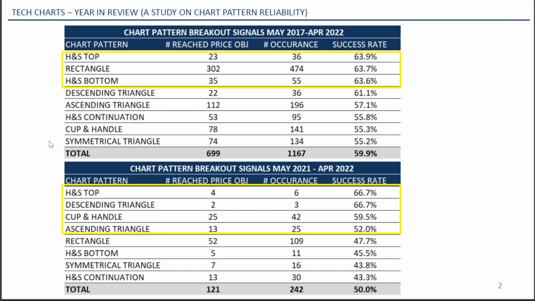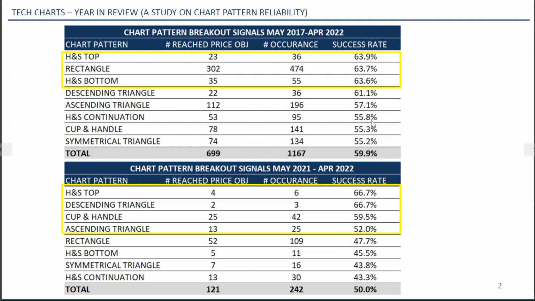So we have, again, head and shoulder top, rectangle, and head and shoulder bottom, keeping their top three positions in terms of success rates. We have 63.9% for head and shoulder top. And then we have the rectangle, I would say the most statistically significant number because of the number of opportunities that we have featured, out of which 302 of them were successful with a success rate of 63.7%. And then we have the head and shoulder bottom following with a 63.6%.